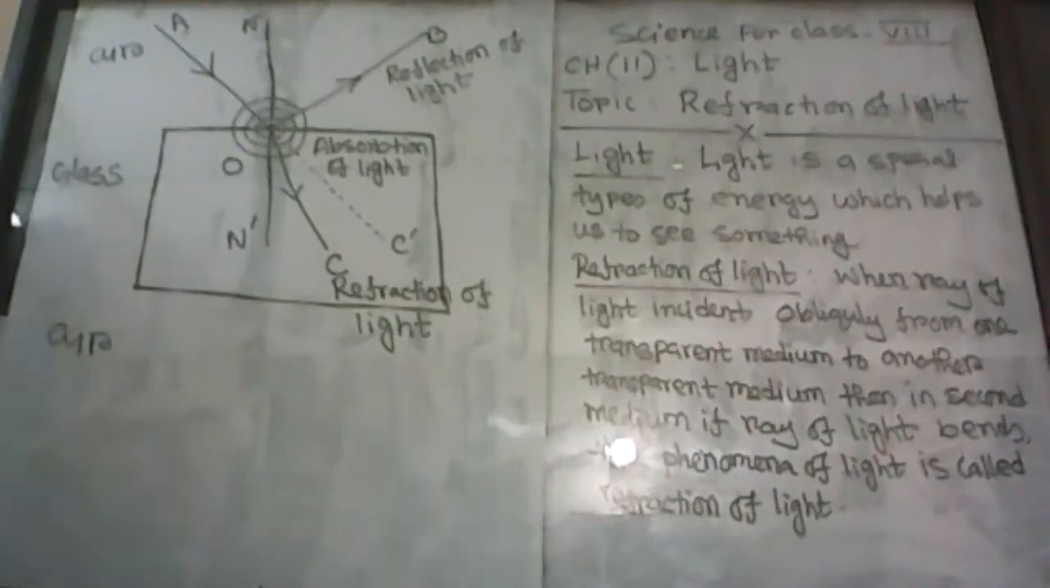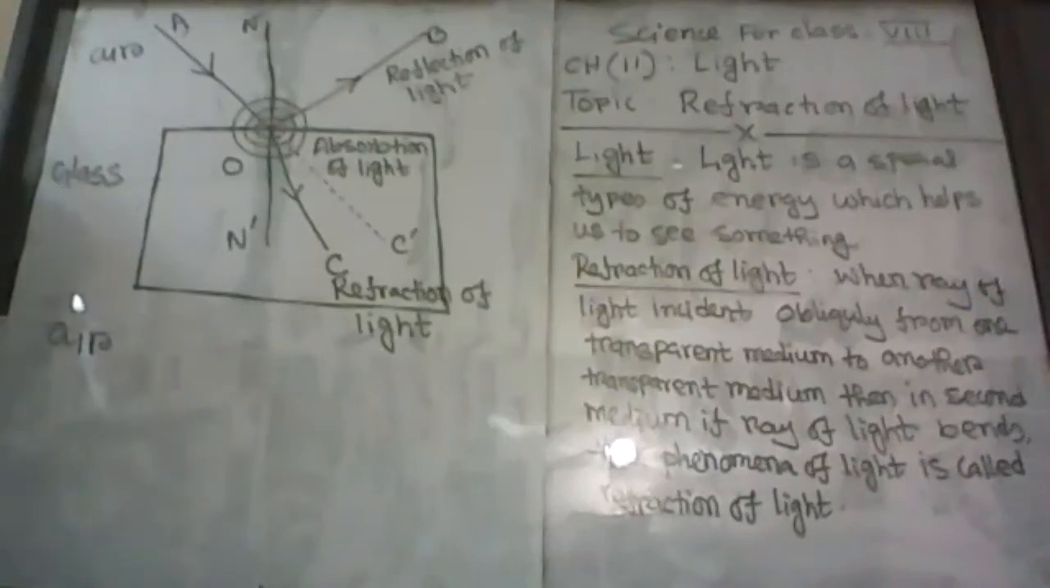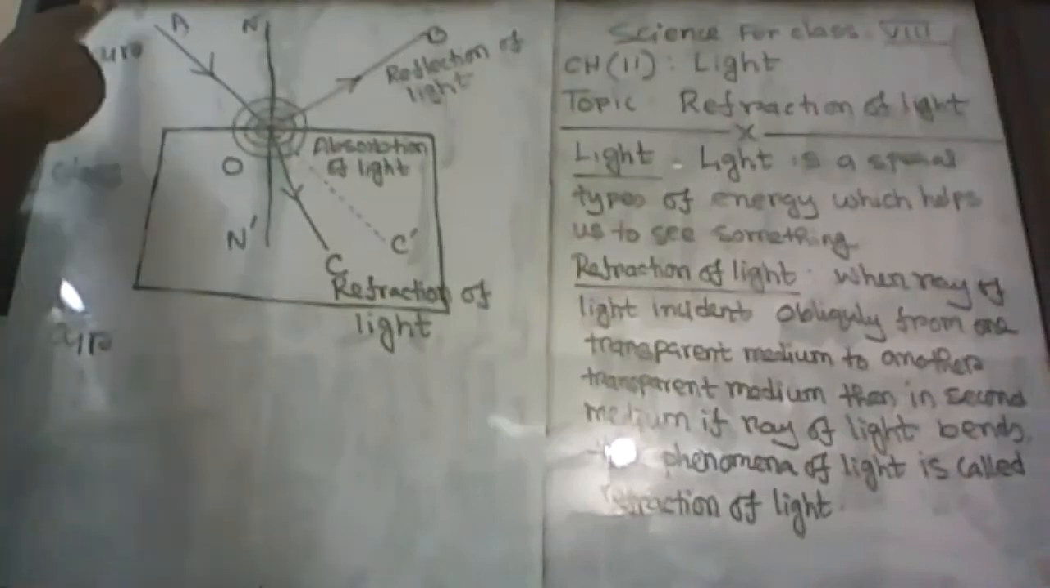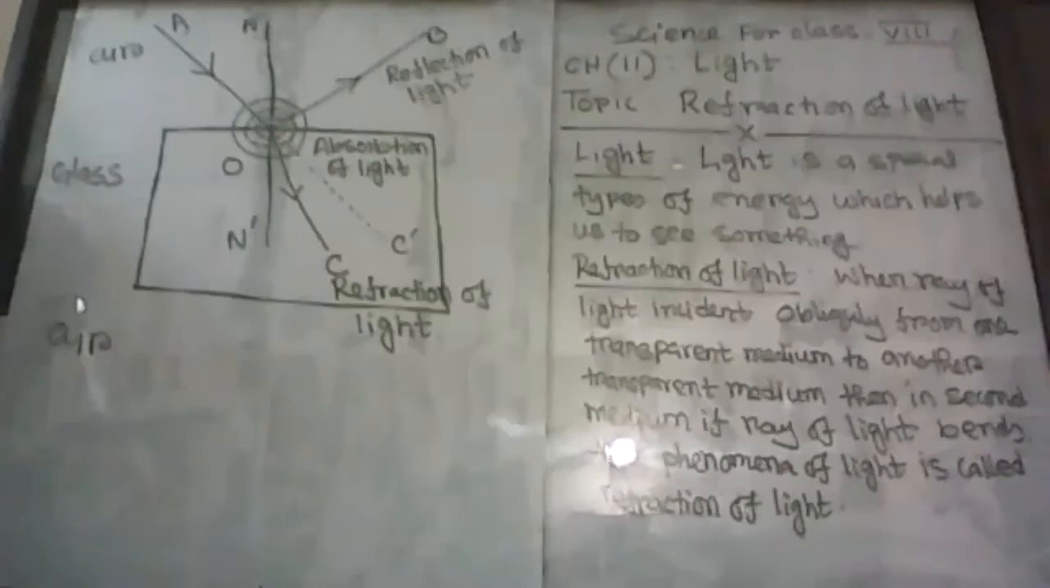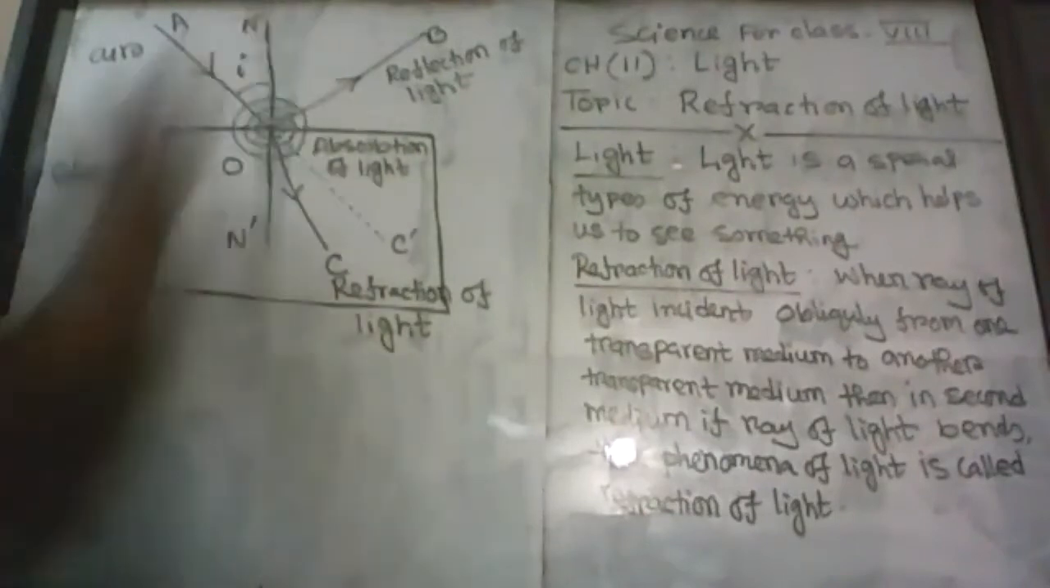Suppose you see that here AO is the incident ray on the glass medium. And at point O, here NON prime is the normal line. So AON is the angle of incidence. So here you can see that AON is the angle of incidence, I.